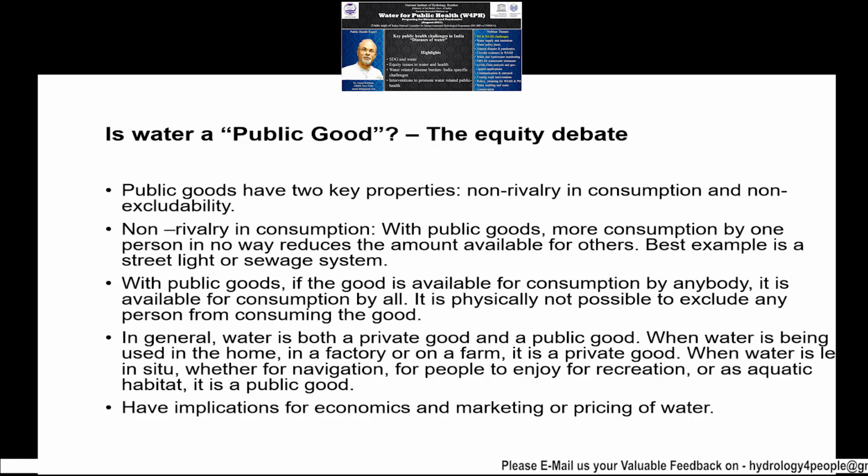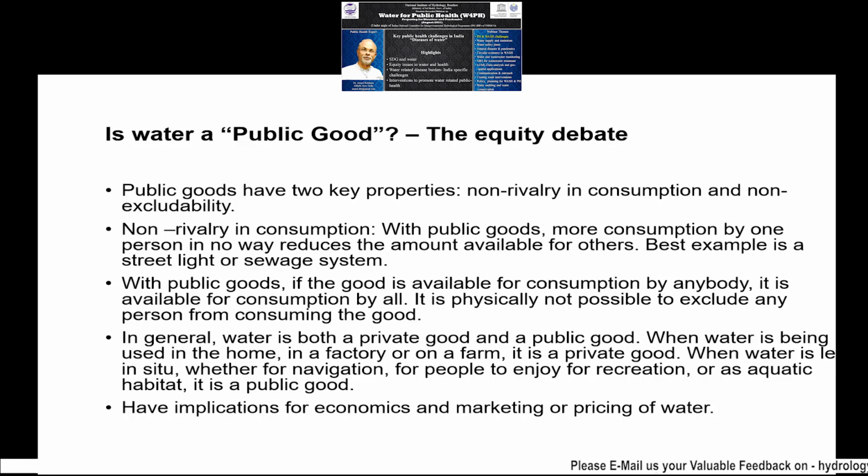Similarly, with public goods, if the good is available for consumption by anybody, it is available for all. It is physically not possible to exclude any person from consuming the good. So in general, people have treated water both as a public good and as a private good. When water is left in situ for navigation, for enjoyment, for recreation or aquatic habitat, it is a public good. However, water consumption at home is largely treated as a private good, and that is resulting in a lot of inequities. And it is time that we reconsider water use at home.